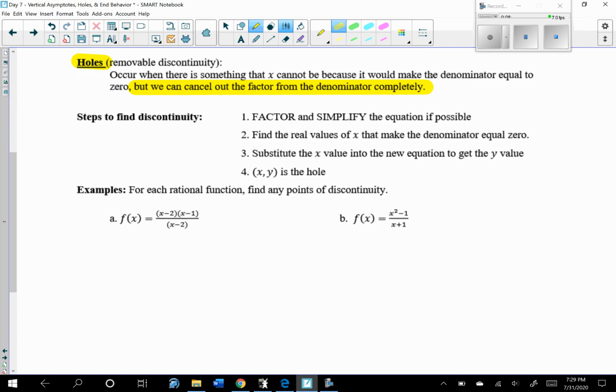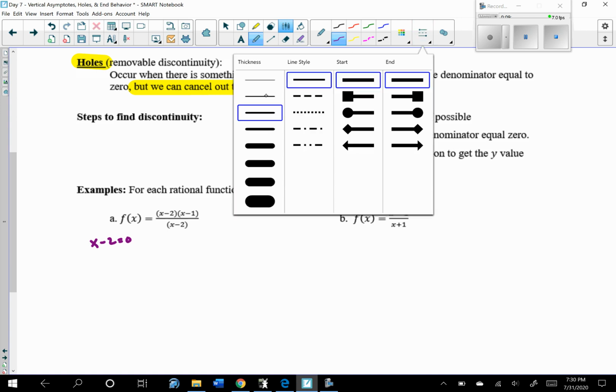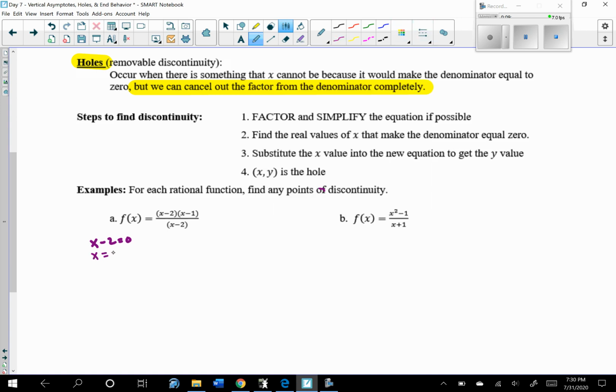Find the real values of x that make the denominator 0. Substitute x into the new equation to get the y value, and that means you have a hole at x, y. So we're going to talk about holes, and then we'll talk about how to tell the difference between a vertical asymptote and a hole. For this one, the first thing you would do is factor. It's already factored. So I'm looking for what makes the denominator 0. If I take x minus 2, set it equal to 0, because we can't divide by 0, I get x is equal to 2.